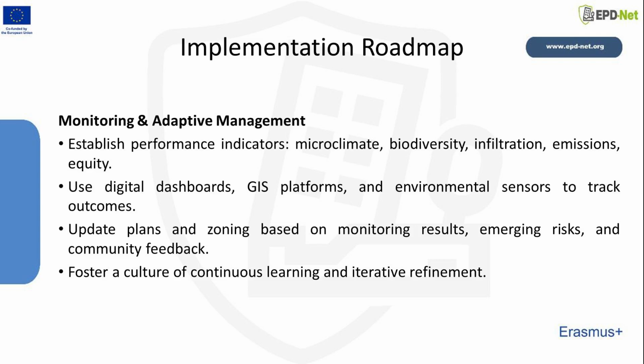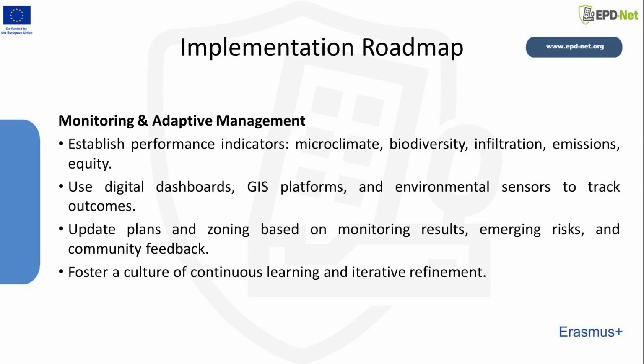Translating eco-responsive scenarios into practice requires a clear and flexible implementation roadmap. This begins with a phased strategy that sequences actions over time, prioritizing no-regret measures that deliver immediate benefits while preparing the ground for larger interventions. Phasing should be coordinated with infrastructure lifecycles, investment schedules, and projected climate impacts.